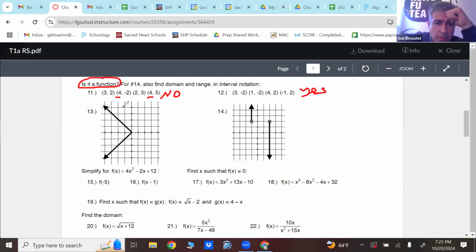And then how about when you have a graph? What do you do? I'll draw a line and see how many times it intersects. Yeah, if vertical lines cross more than once, that's also no. And here, they just overlap. So that's also no.